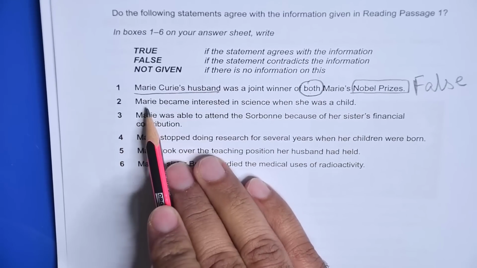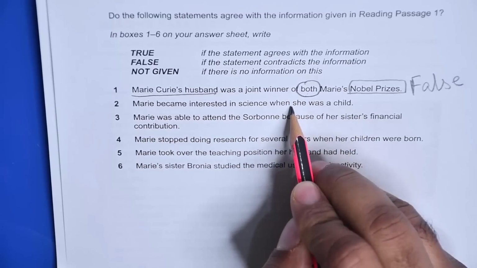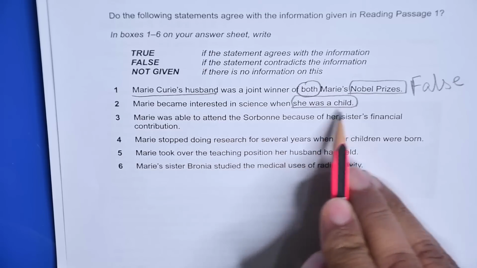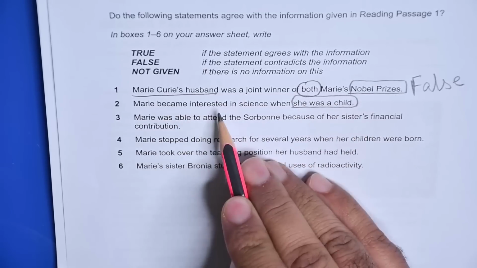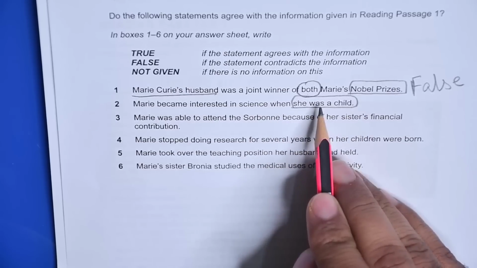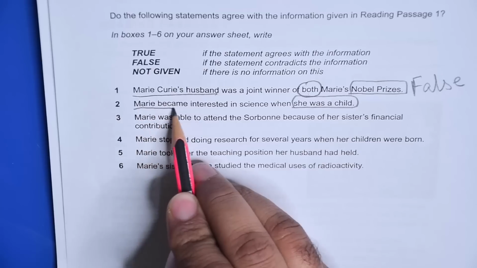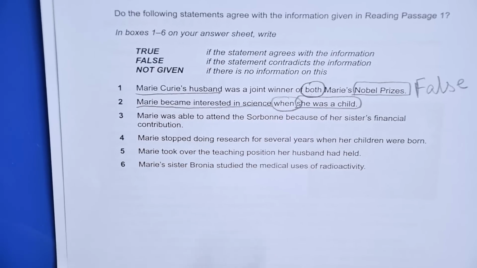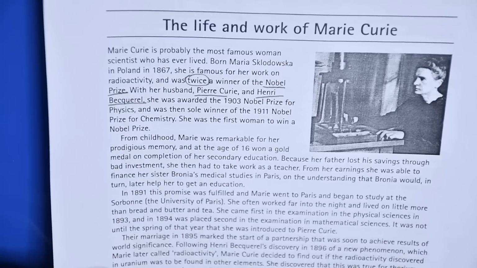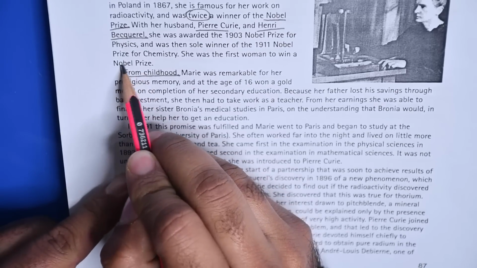Next, number 2. Marie became interested in science when she was a child. Now we need to read about her childhood. If she became interested in science when she was a child, true. If she became interested in science when she was a teenager or adult, then it is false. And if they don't tell us when Marie became interested in science, then it is not given. Okay, so this is important. Now let's read about her childhood and all that stuff. Oh gosh, so simple, right?